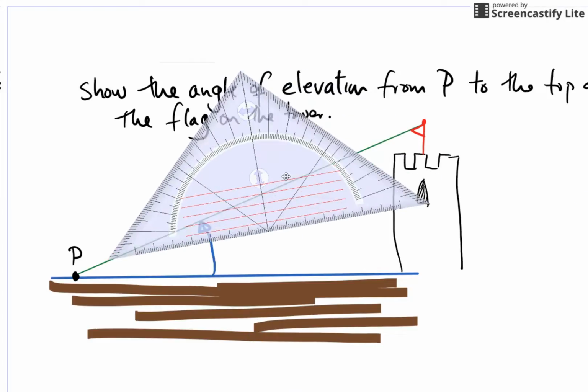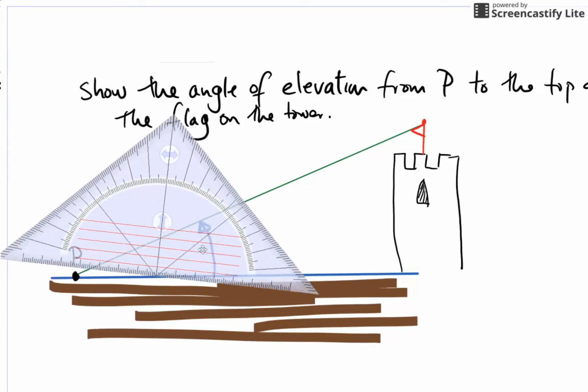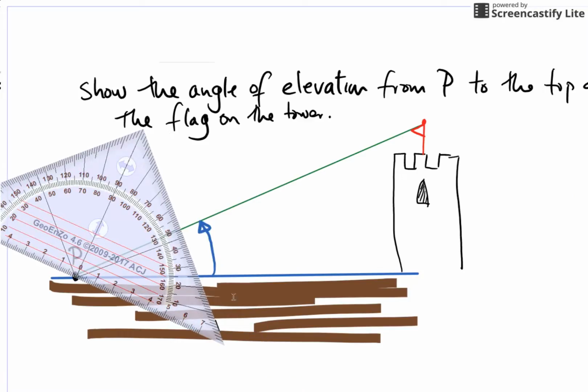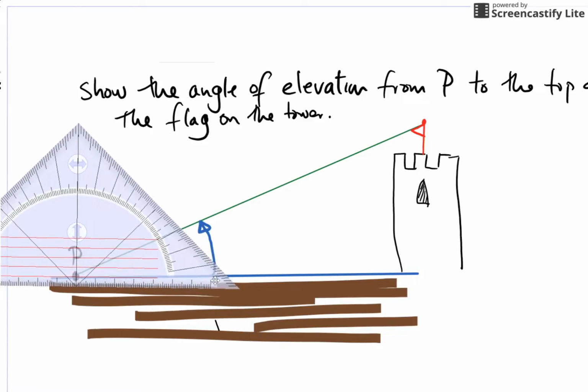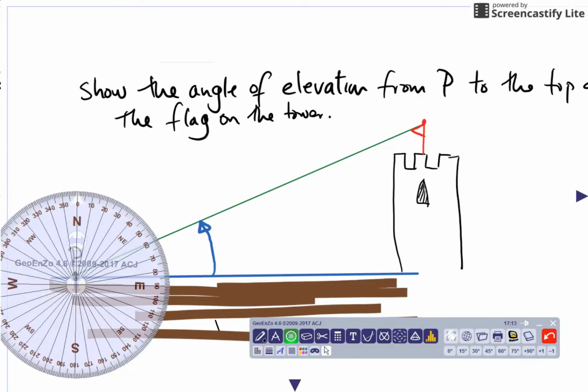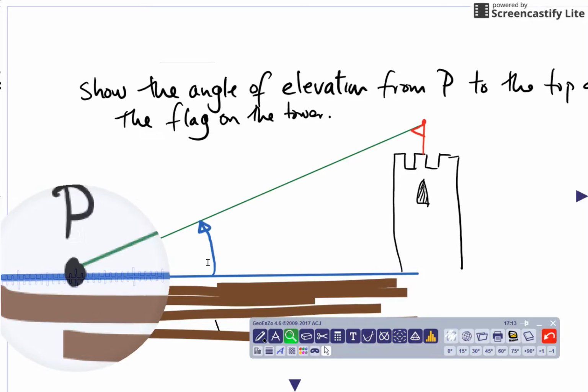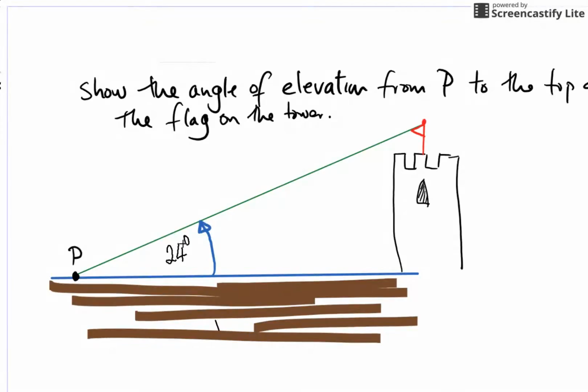What I'm going to do is move my protractor down so that my angle sits here. Actually, I think I have a better protractor than this. Here we go, that's better. And my angle now is from here to here, so we can see that we're going 10, 20, 24 degrees. Hopefully you can see that, it's 24 degrees. So that's my angle of elevation.